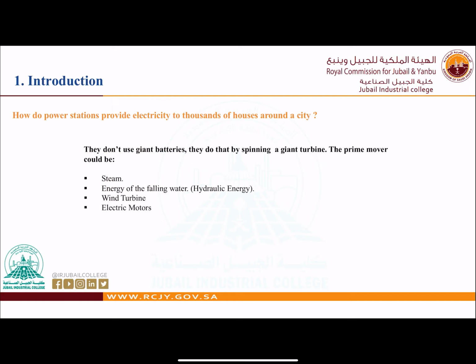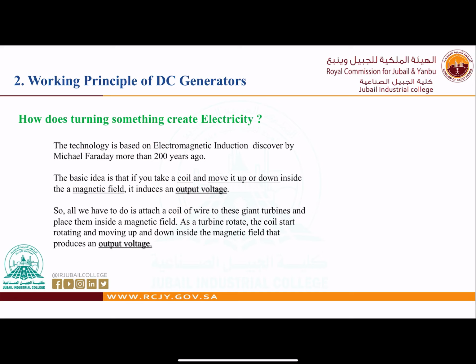So the prime mover could be steam, right? Steam is going to revolve the shaft of the turbine, and this shaft is attached to a generator shaft, and the generator is going to have a voltage output, and this voltage can be transferred to any load. The prime mover can be steam, can be the energy of falling water, which is hydraulic, can be a wind turbine or electrical motors. We will focus on DC generators in this chapter.